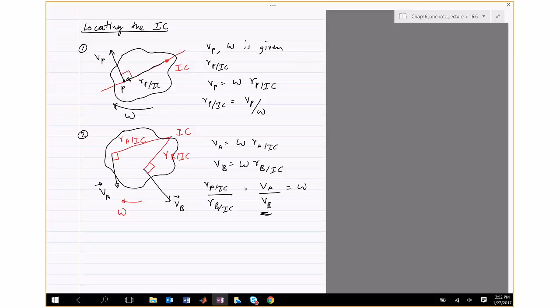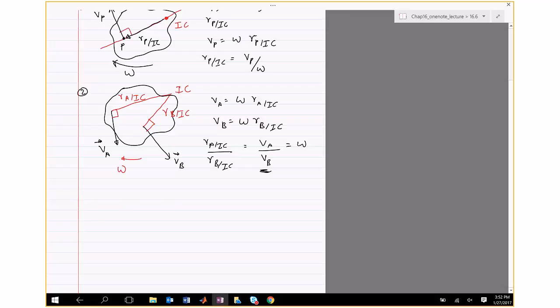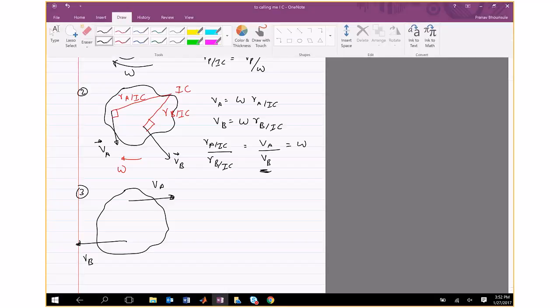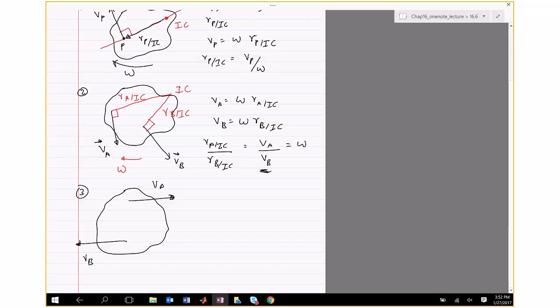So for example, if we're given the distance between the two, we might be able to find the IC, the exact value for RA with respect to IC and RB with respect to IC. The third case is a similar case where you are given the velocities, but they are pointing in opposite directions. So VA, VB. In this case, you use the same recipe.